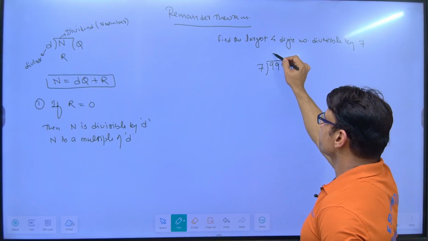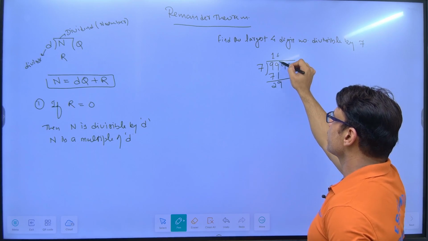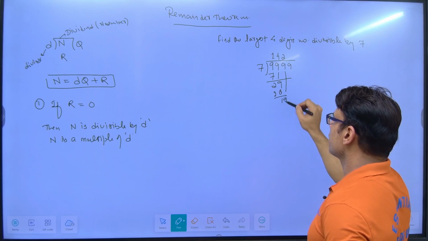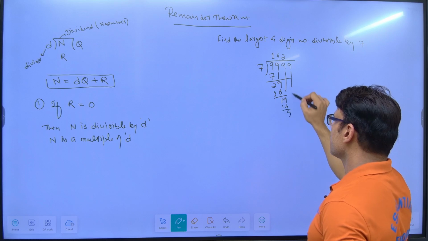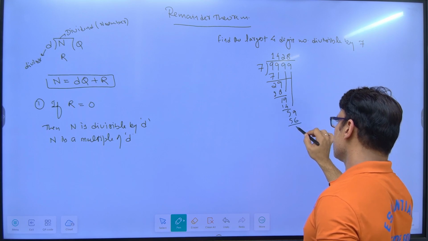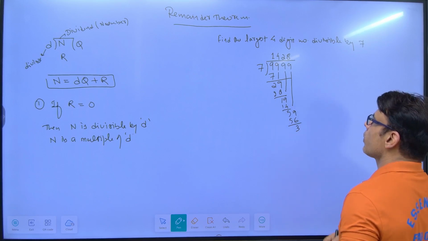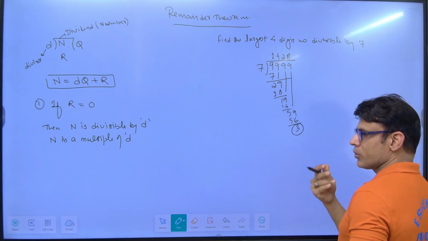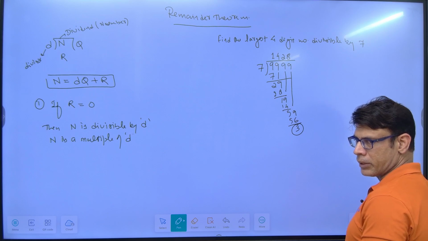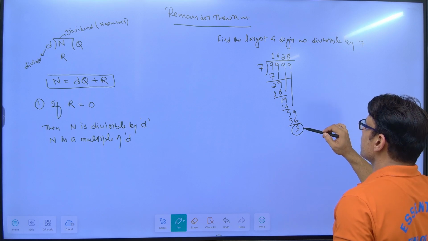Now 7 1 7, 2, and then 9, 7 4 is 28, then 1, and then 9, 7 2 is 14, 5, and 9, 7 8 is 56, and remainder is 3. Now if this 3 was not there, if instead of 3 it was 0, the number would have been completely divisible by the divisor, right? But since there is 3, I have to get rid of this 3. How to get rid of 3?